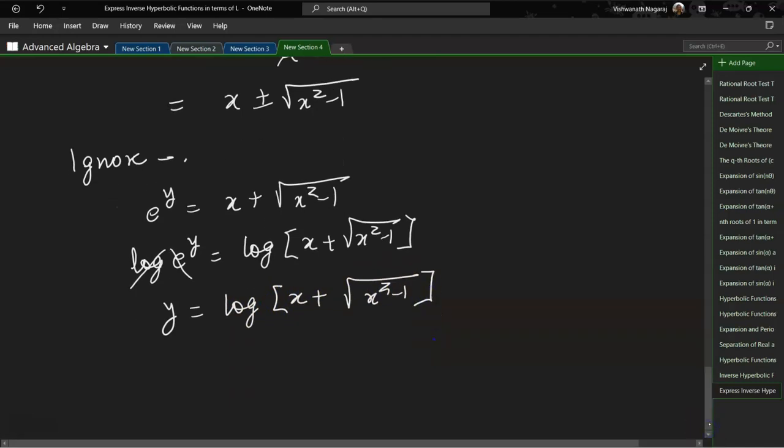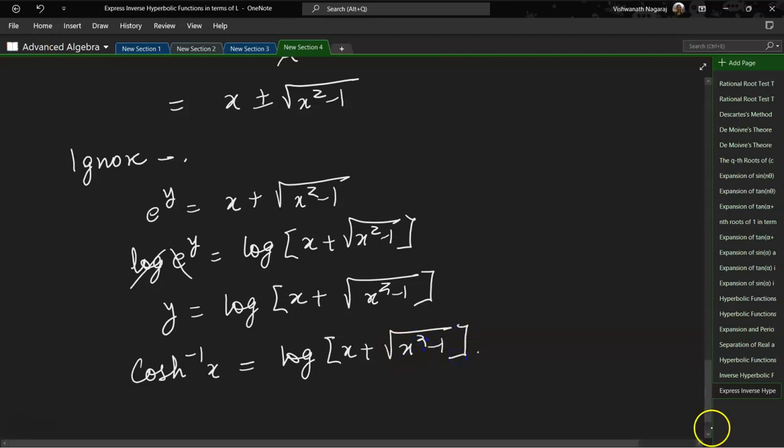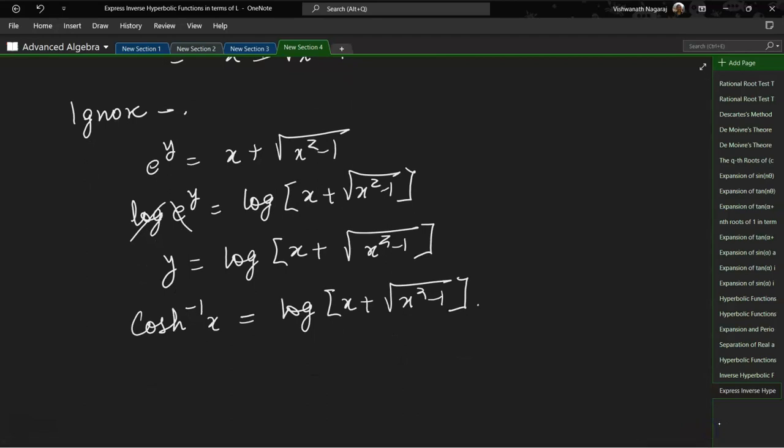Now what is y? y is nothing but hyperbolic cos inverse of x, which is equal to log of x plus square root of x square minus 1. So we have done hyperbolic cos inverse in terms of log.